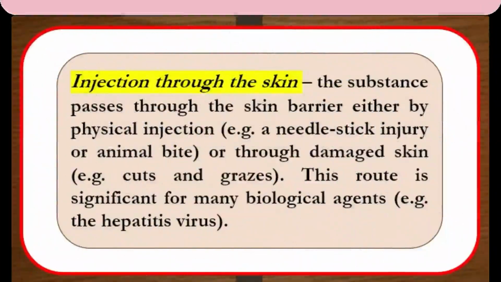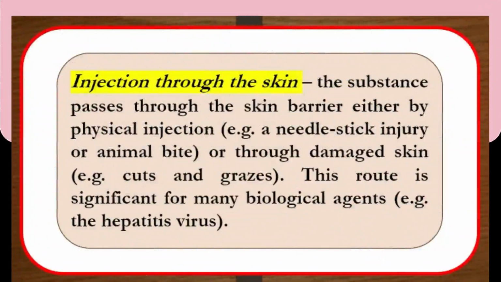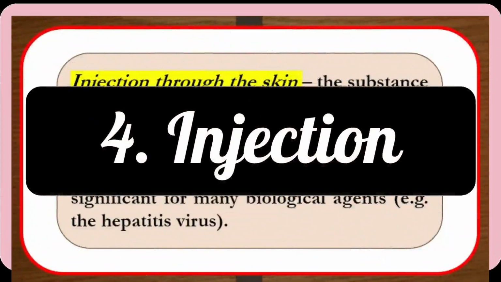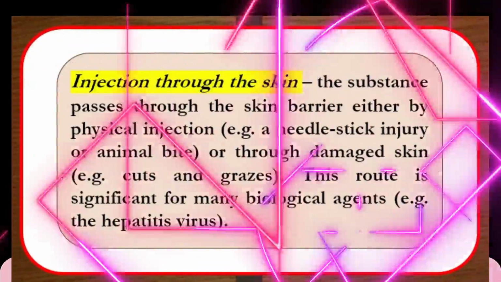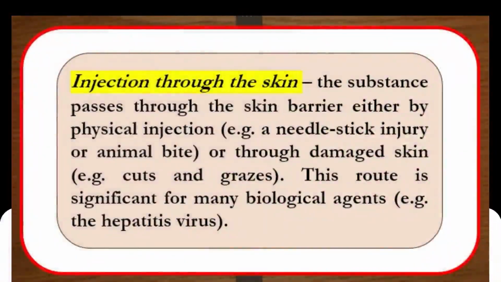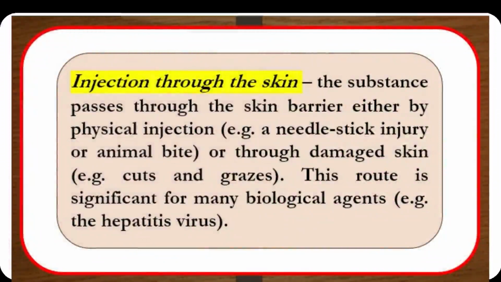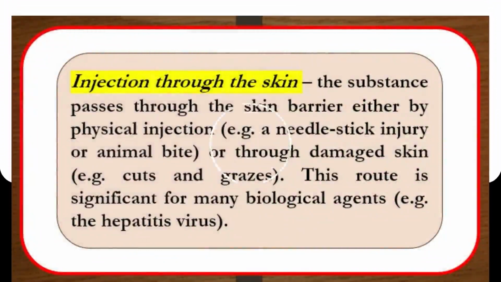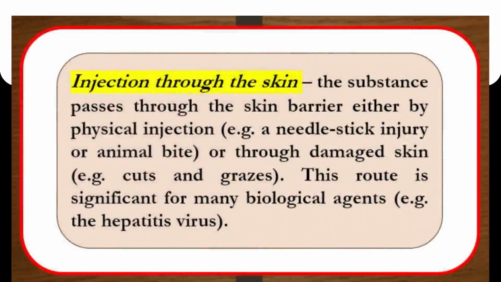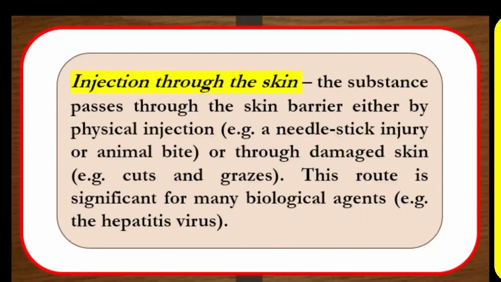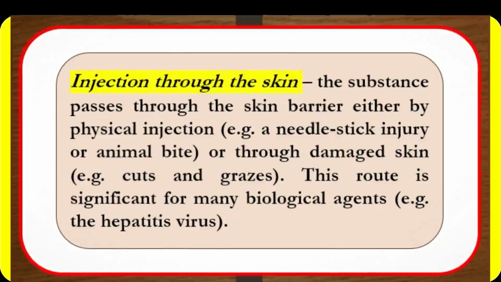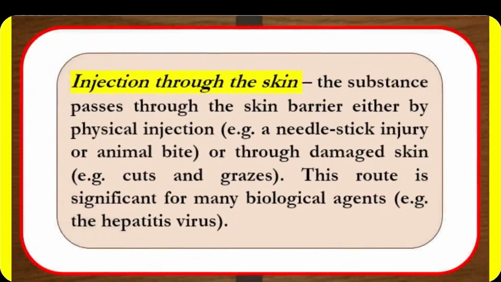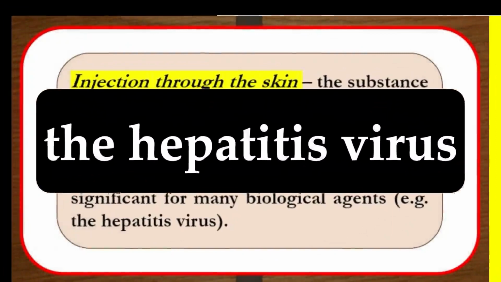And the last but important route of entry is injection through the skin. The substance passes through the skin barrier either by physical injection, for example, a needle stick injury or animal bite, or through damaged skin, for example, cuts and grazes. This route is significant for many biological agents, for example, the hepatitis virus.